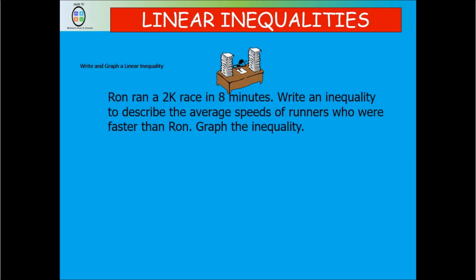Now, this is just an example in real life right here. Maybe it says Ronaldo. I just shorten it to call myself Ron. So Ron ran a 2K in 8 minutes. By the way, I'm faster than that, it's just an example. So Ron ran a 2K race in 8 minutes. Write an inequality to describe the average speeds of runners who were faster than Ronaldo. Graph the inequality. By the way, we know no runner would be faster than Ronaldo. I'm just kidding, I'm not the fastest.